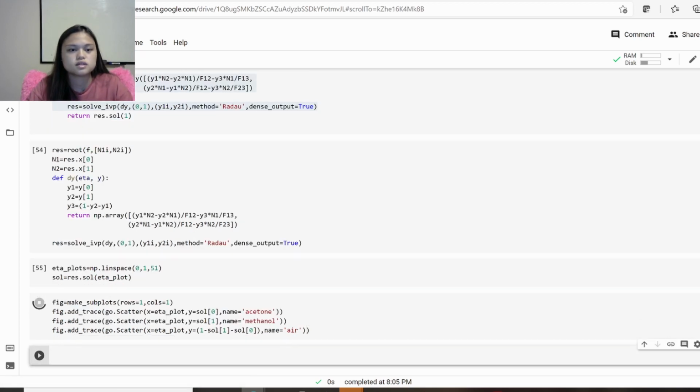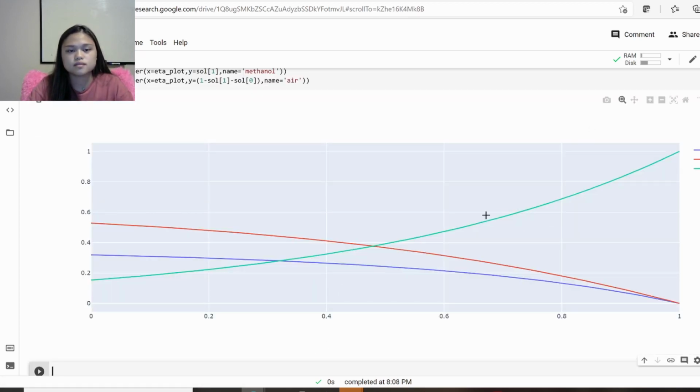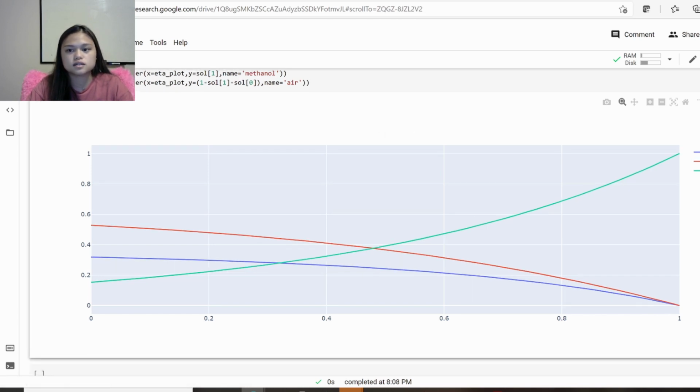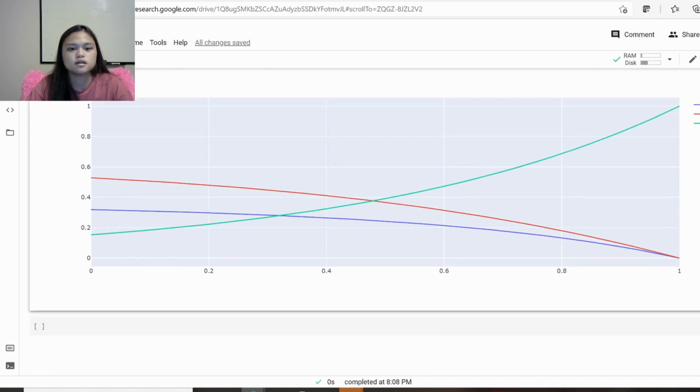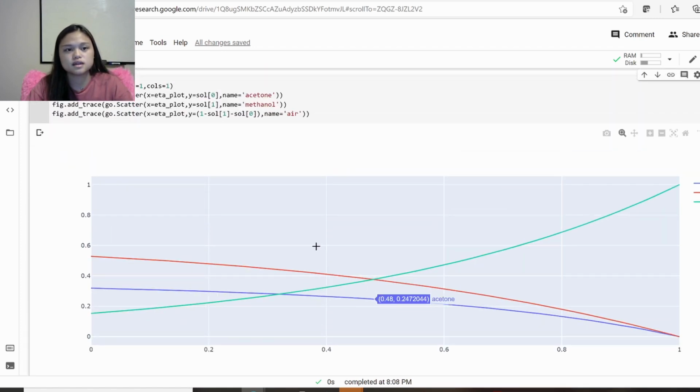Okay, let's see. Okay, and there we go. We have our plot. And then the only thing else I'll add is that if we wanted the x-axis to be the actual distance, you could just multiply this eta_plot by delta, because delta is that 0.24, that total distance, the actual distance in meters, and that's how we could get the actual distance to be plotted. But besides that, I think we're good.